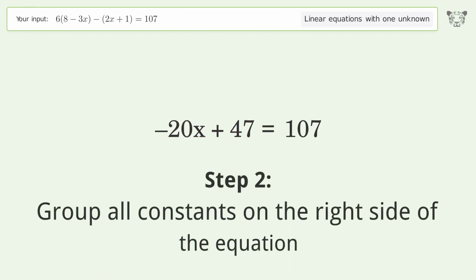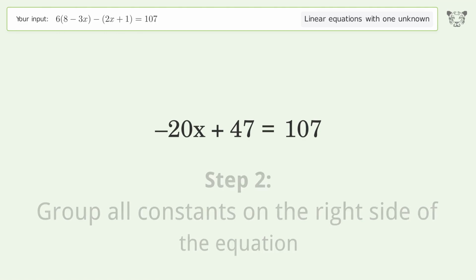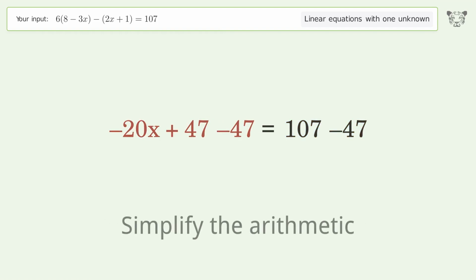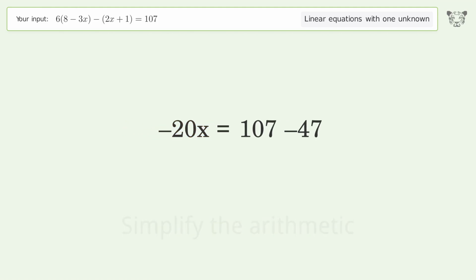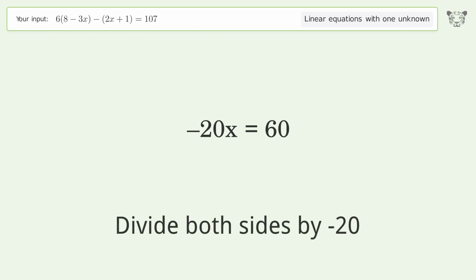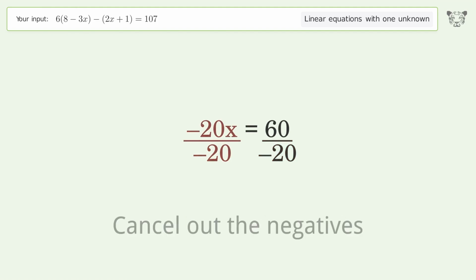Group all constants on the right side of the equation. Subtract 47 from both sides. Simplify the arithmetic. Isolate the x. Divide both sides by -20. Cancel out the negatives.